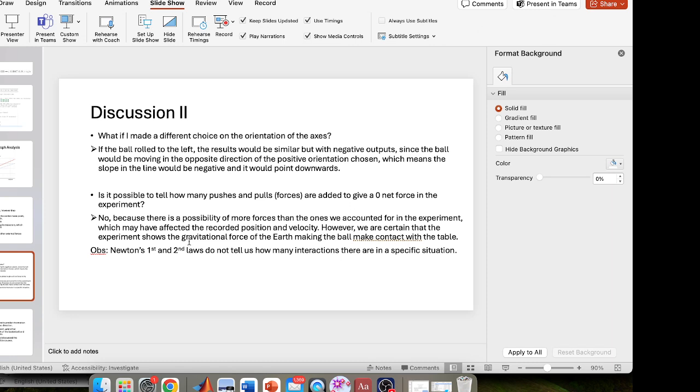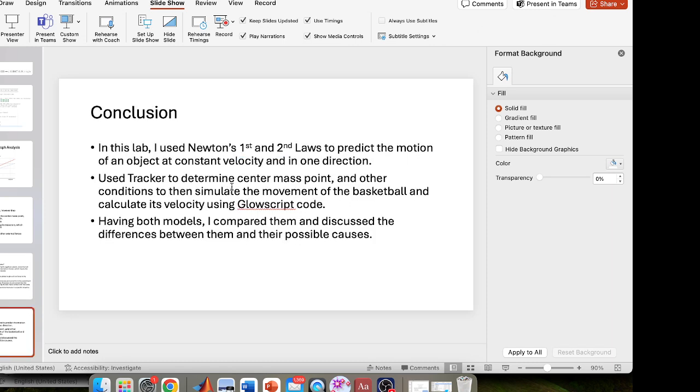In conclusion, in this lab, I used Newton's first and second laws to predict the motion of an object at constant velocity in one direction. I used Tracker to determine the center mass point and other conditions, and to simulate the movement of the basketball and calculate its velocity using the code in GlowScript. Having both models, I compared them and discussed the differences between them and their possible causes.